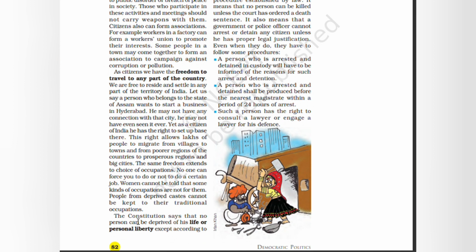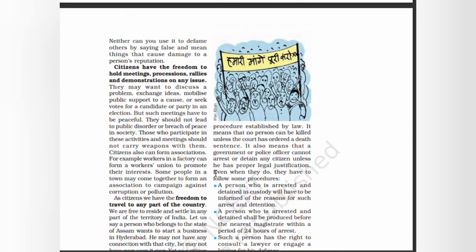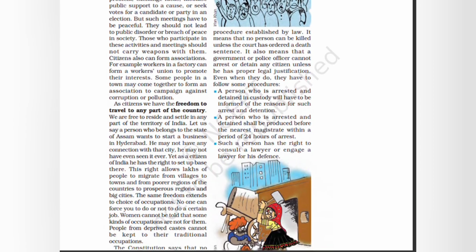The Constitution says that no person can be deprived of his life or personal liberty except according to procedure established by law. It means that no person can be killed unless the court has ordered a death sentence. It also means that a government or police officer cannot arrest or detain any citizen unless he has proper legal justification. Even when they do, they have to follow some procedures.